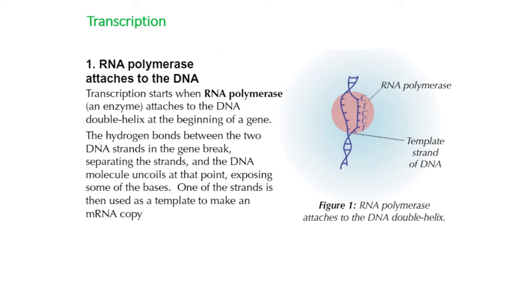The first thing that happens is an enzyme attaches to the DNA. The enzyme is called RNA polymerase, and that attaches to the DNA at the beginning of a gene sequence. It has the effect of breaking the hydrogen bonds between the two DNA strands, between the bases, and that causes the strands to separate and exposes the bases of the DNA molecule, as you can see in the diagram. One of those strands is then used as a template to make an mRNA copy.